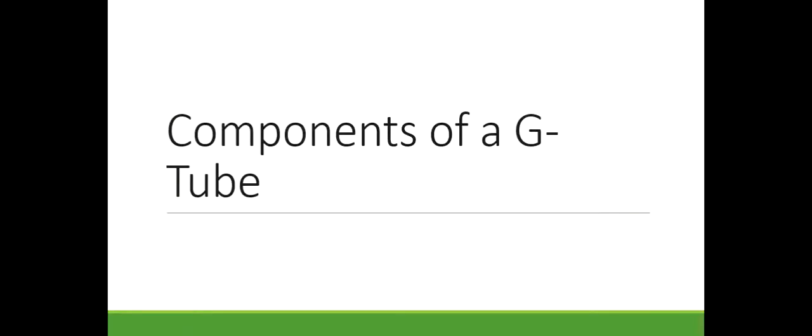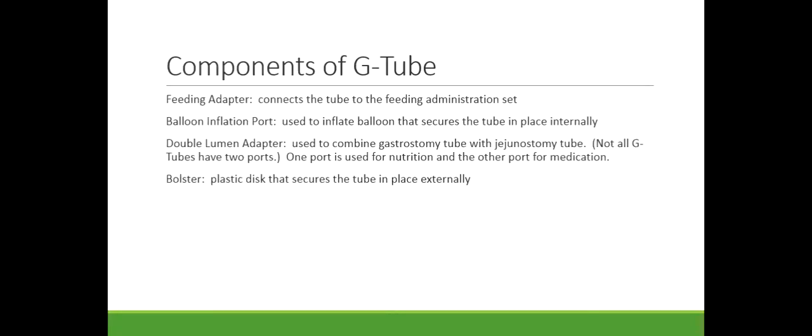Components of a G-tube, or parts of a G-tube. There are four main components of most G-tubes. The feeding adapter connects the G-tube to the feeding administration set. The balloon inflation port is used to inflate the balloon that secures the tube in place internally.